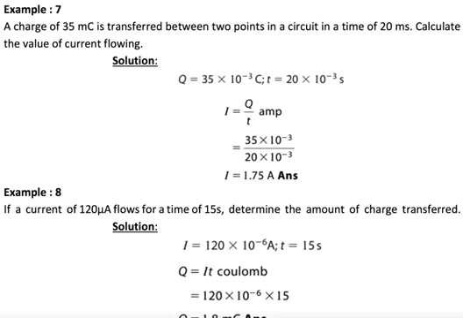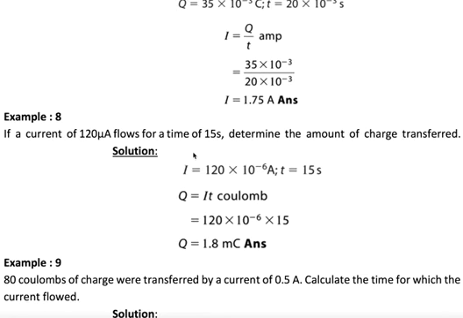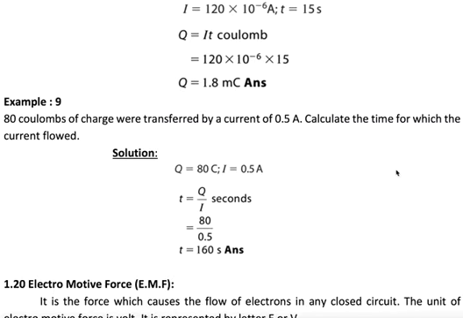Calculate the value of current flowing. I is nothing but Q upon T, you might be knowing. So 35 into 10 to the power minus 3 upon 20 into 10 to the power minus 3. How much is it? 1.75 ampere. If current is given and time is given, note down these two: the amount of charge is nothing but the product of these two. Quite simple, isn't it?